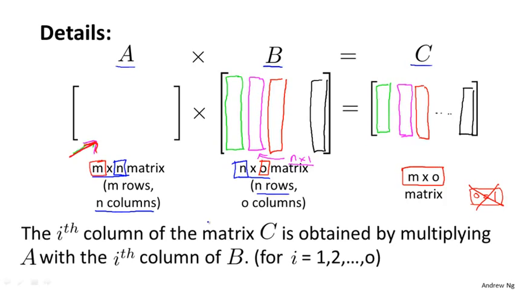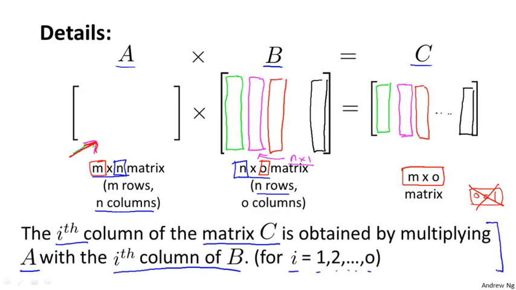Just to say that again, the ith column of the matrix C is obtained by taking the matrix A and multiplying the matrix A with the ith column of the matrix B, for values of i equals 1 up through o.